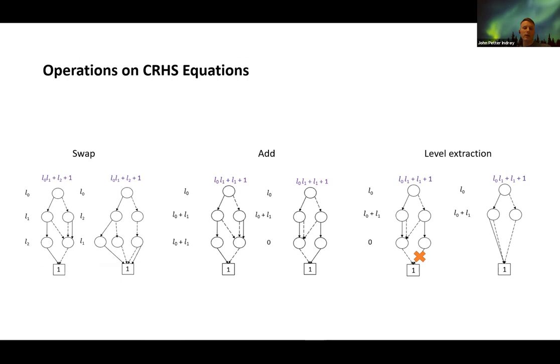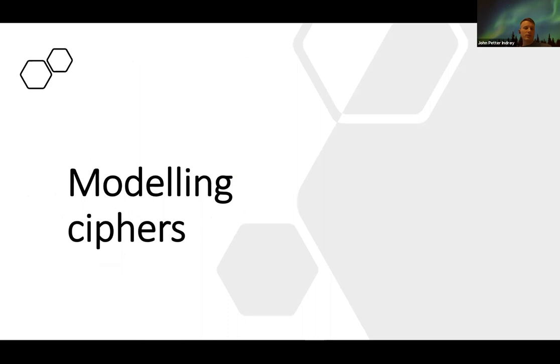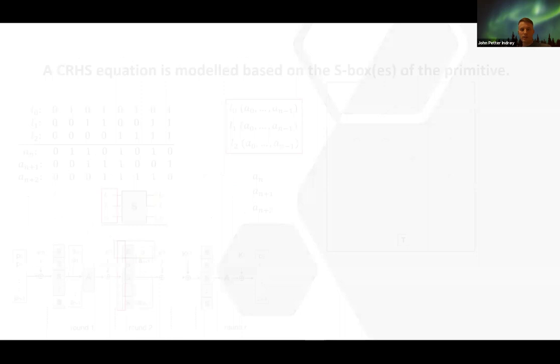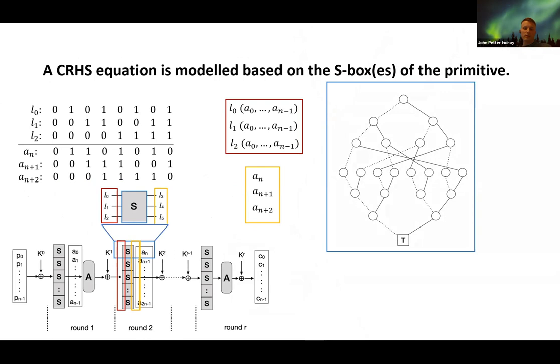Now, with the basics of compressed right-hand-side equations done, we went on to modeling ciphers and how we can use them for that. For modeling, we start by assigning variables and combinations of these variables as output bits and input bits to the S-boxes. These linear combinations are given by the linear layer of the primitive. These linear combinations and variables then become the labels for the levels of the compressed right-hand-side equation, while the graph part of it is based on the specifications of the S-box.